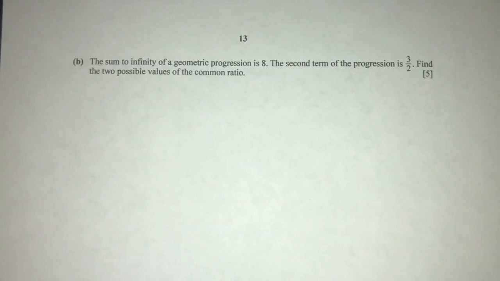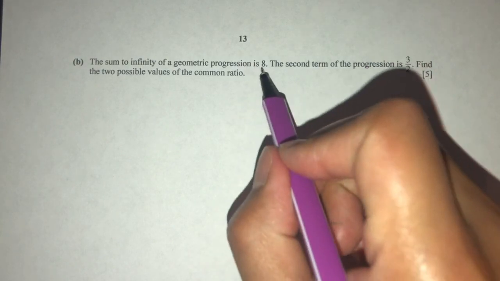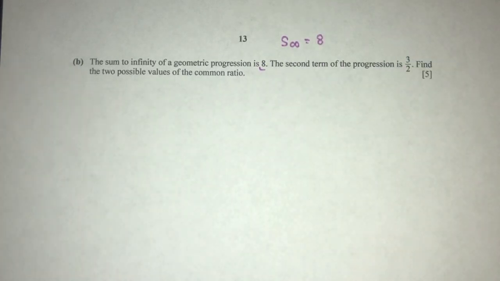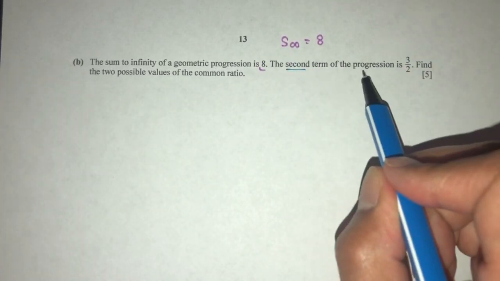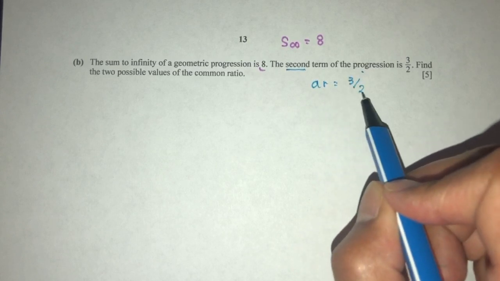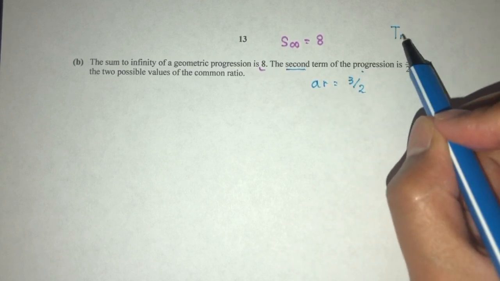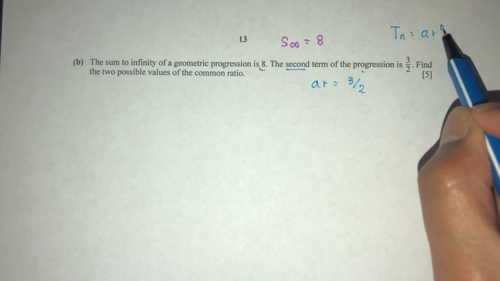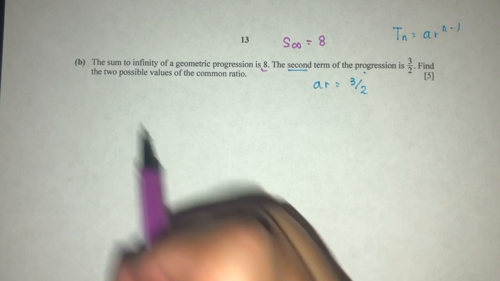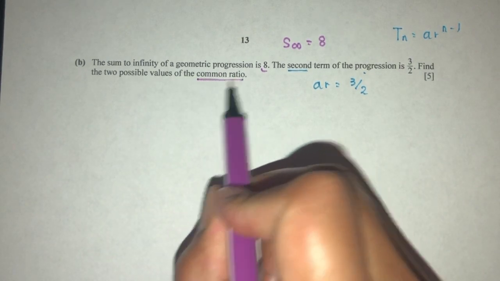Now let's move on to part B of the question. The sum to infinity of a GP is 8. The second term of the GP is ar, which is 3 over 2, because we know that the nth term is given by ar^(n-1). So for n = 2, that will be this. Now we have to find the possible values of the common ratio, which is the value of r.